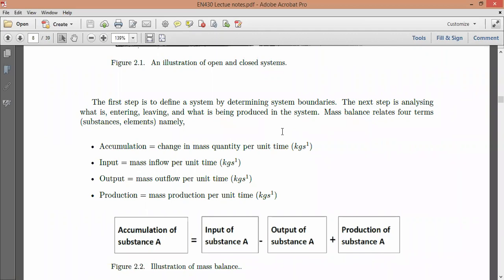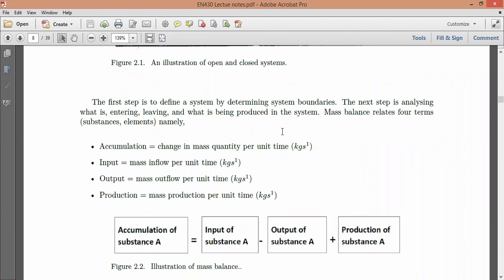Okay, so mass balance relates 4 terms. I'm assuming mass balance may not be something that is completely new to you, but I'll still take it as something new. I'm sure you have encountered it in other courses probably.